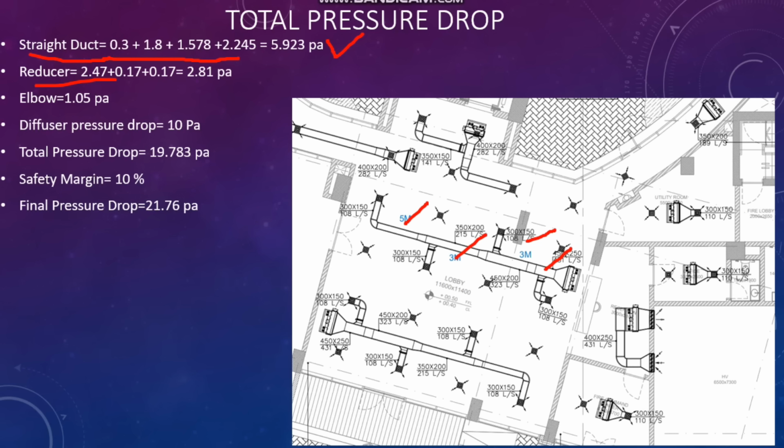And coming to the reducer, we have one reducer here that I already showed you, and we have another reducer that also I showed you. We have one more reducer. This one you can try using the same formula, so you can get the answer. So for time being, I consider the second diffuser pressure drop as the third diffuser, but if you do the actual calculation, it will be slightly different. So this is the diffuser pressure drop. And coming to the elbow, we have only one elbow. That pressure drop I added here.